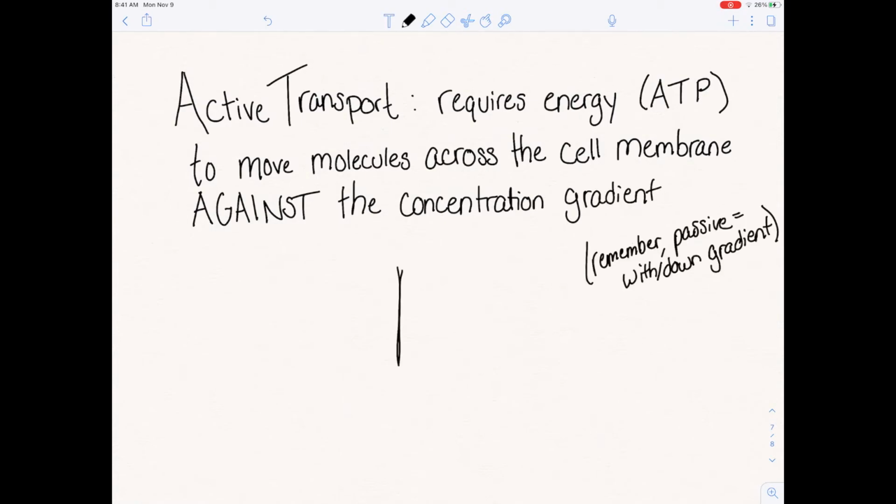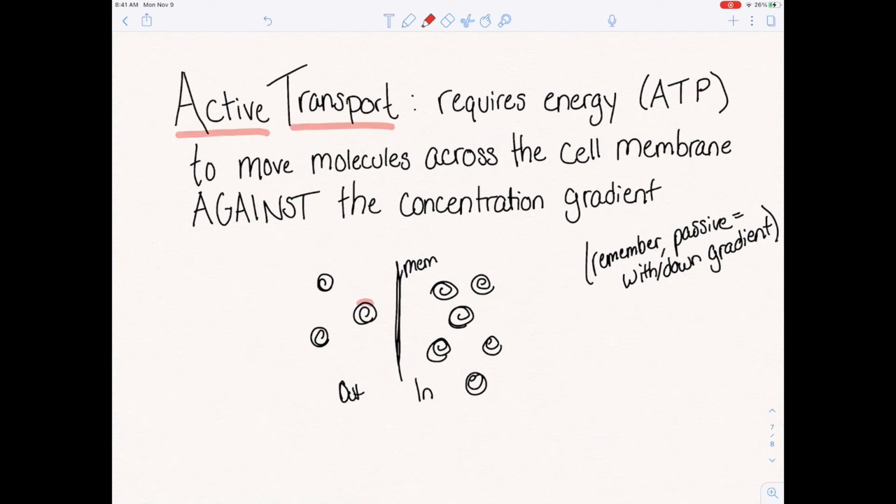So if we want to draw out an example of what we're talking about here, we can draw a membrane, make an outside, make an inside, and maybe on the outside we have fewer squigglies, and then on the inside we have a lot more squigglies. If this was passive transport, we would be going down the concentration gradient. But because it's active transport, we're actually going against the concentration gradient. Instead of moving from high to low concentration, we're shoving more in there. So we're moving from low to high concentration.